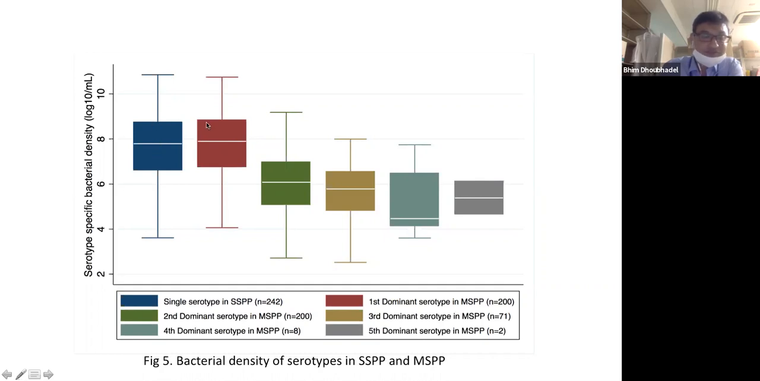So what I wanted to show you is that there's no significant difference between the single serotype and the first serotype. But among the multiple serotypes, one is dominant. This is about 1.8 log different, almost 100 times different between the first serotype and second serotype. But there is no difference between the second, third and fourth, it's almost the same. So why is it happening like this? That is also an interesting question.